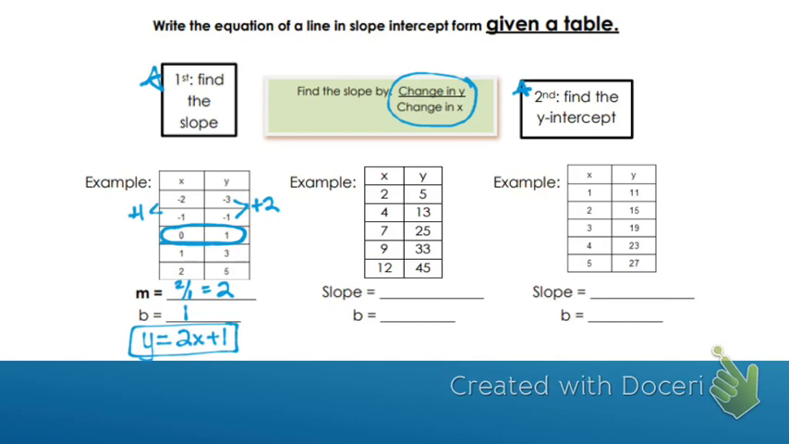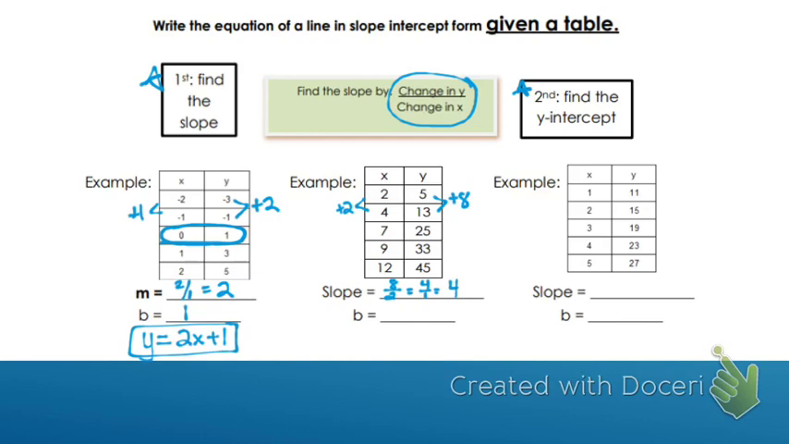Alright, let's try our next one. So I have that we're going up 8 on our y, and then we're going up 2 for our x. So our rate of change or slope is going to be 8 over 2. And 8 over 2 simplifies to 4 over 1, or just 4.